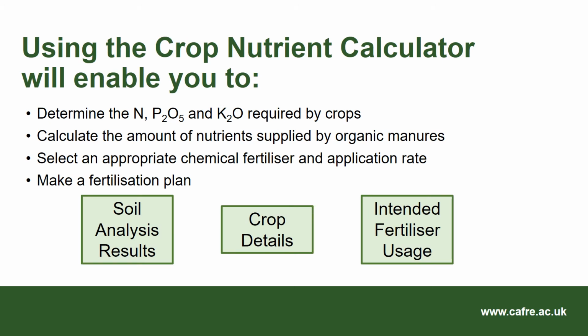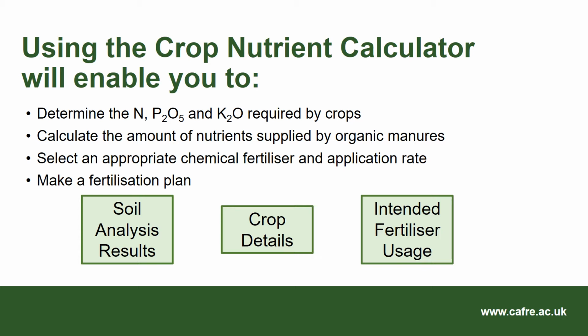Completion of a fertilisation plan giving consideration to nitrogen, phosphate and other nutrients such as potash and sulphur is strongly advised, and we recommend that you use the CAFRE Crop Nutrient Calculator to prepare your fertilisation plan. By using the Crop Nutrient Calculator, you will be able to determine the nitrogen, phosphorus and potassium required by crops, and calculate the amount of nutrients supplied by organic manures. It also allows you to select appropriate application rates for manures and fertilisers to be applied.